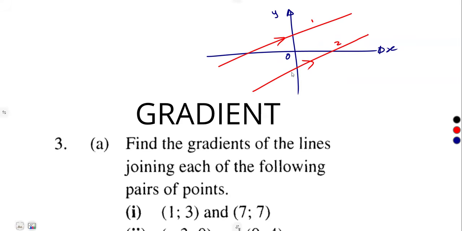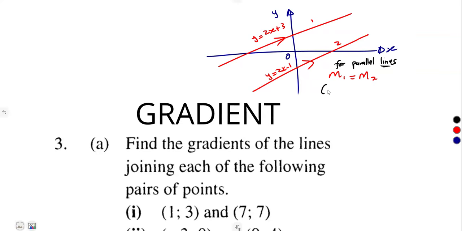For these two lines to be parallel, their gradients are supposed to be what? Equal. M1 is equal to M2 in terms of the calculation. Let's say this is y is equal to 2x plus 3, and this is y is equal to 2x minus 1. When these two gradients are the same, these two lines will be parallel. So that is for parallel lines.